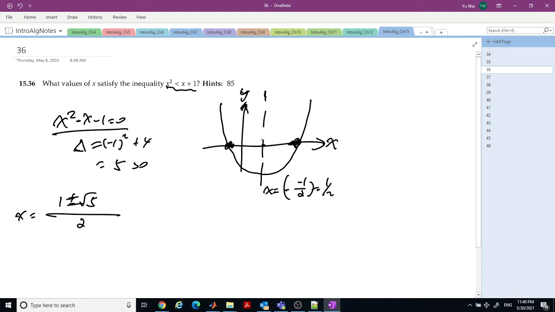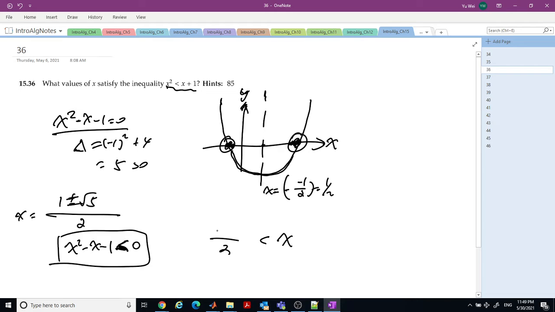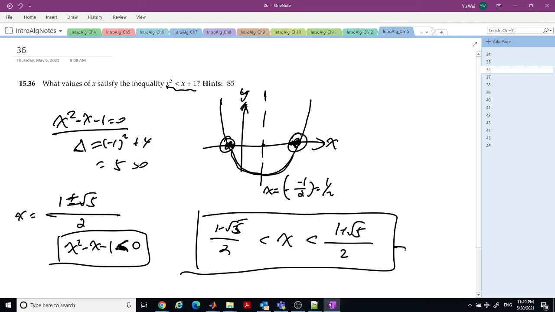Okay, and so we want x squared minus x minus 1 to be less than 0, right? So now we know we shouldn't take the outside parts, so the range of x is between here. When x is greater than 1 minus root 5 over 2, and less than 1 plus root 5 over 2, in this range we will get the negative value. Next.